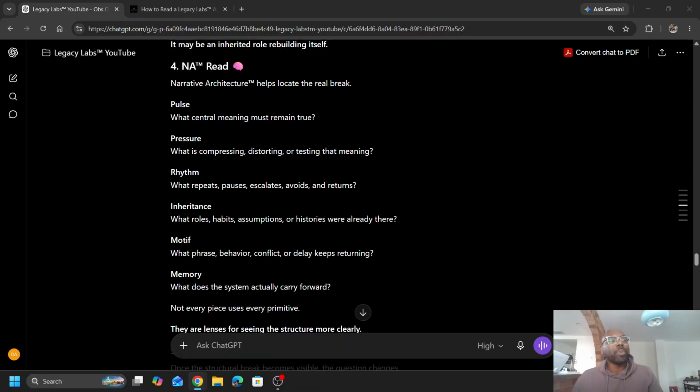Not every Legacy Labs piece needs every primitive the same way. Sometimes pulse and pressure do most of the work. Sometimes rhythm and memory are the main diagnostic. Sometimes inheritance explains the entire issue. The point is not to force all six primitives. The point is to use them to see structure more clearly.